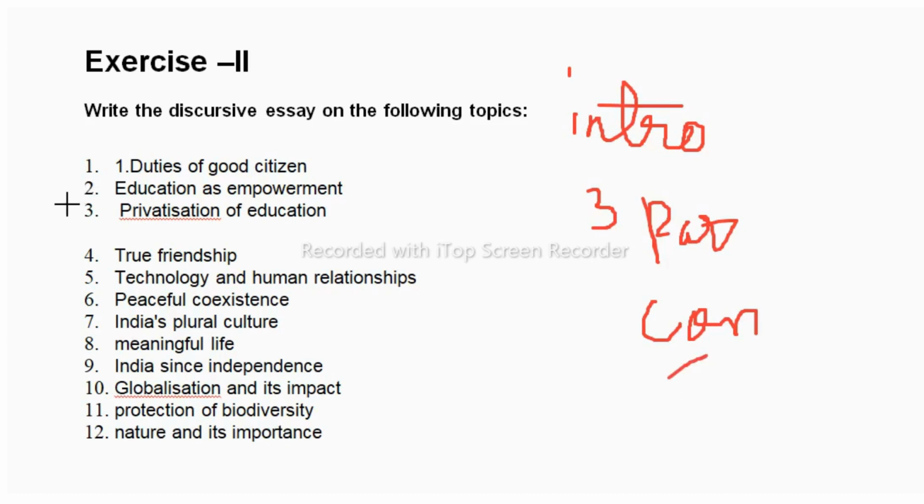Now let's see the second one, education as empowerment. So, students, first of all, let's see what is the meaning of this empowerment. The word empowerment means having strength and confidence to do something. This is the meaning of empowerment. So, what is education as empowerment? Education as empowerment means that education gives us mental strength and confidence to do things. Our education gives us confidence as well as strength.